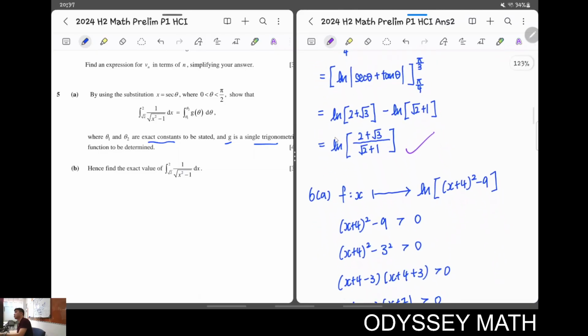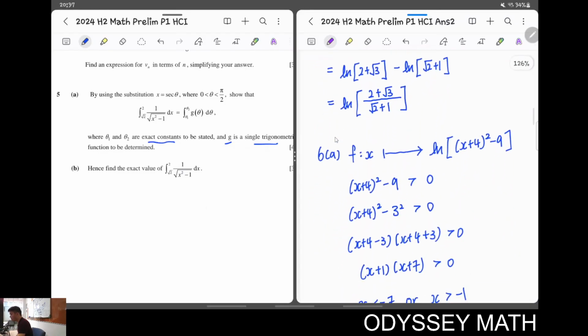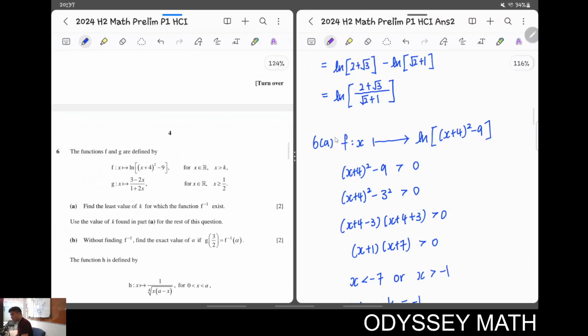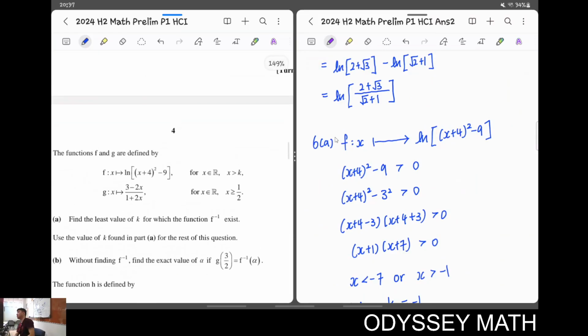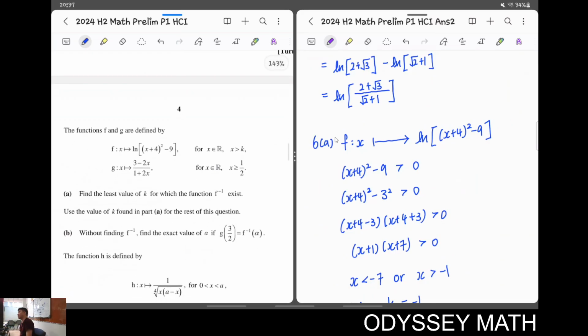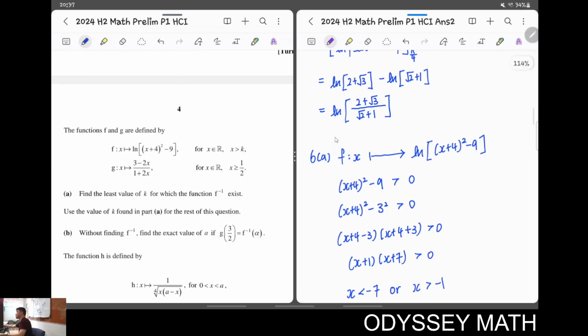Okay, so we are halfway there. We move on to question number 6. The functions f and g are defined by f(x) equals (ln(x plus 4)) whole thing squared minus 9 for x more than k, and g(x) equals (3 minus 2x) over (1 plus 2x) for x at least half. Find the least value of k for which the function f inverse exists. Now, can I ask you to plot this in your GC now? Just to do it quickly, because if I tell you the answer, it will make sense to you.